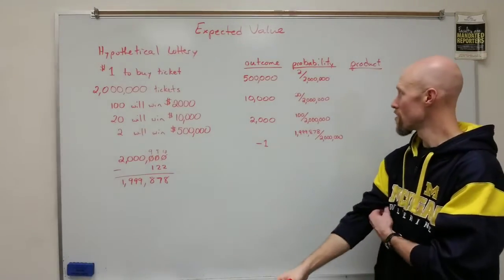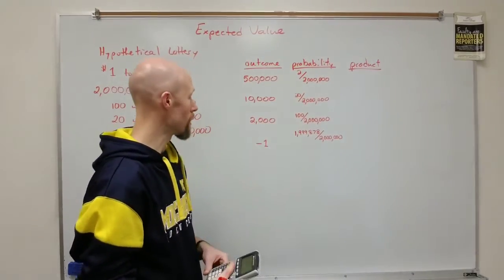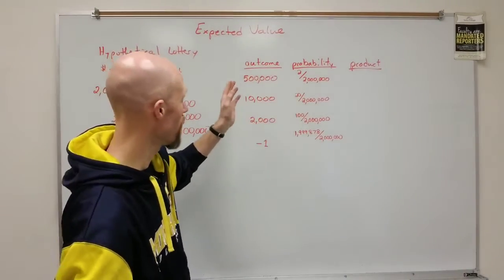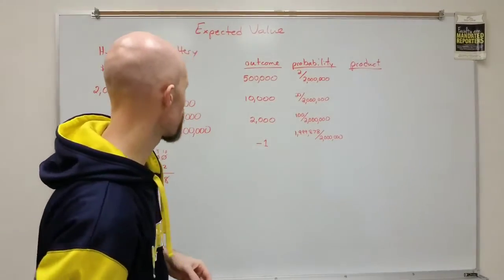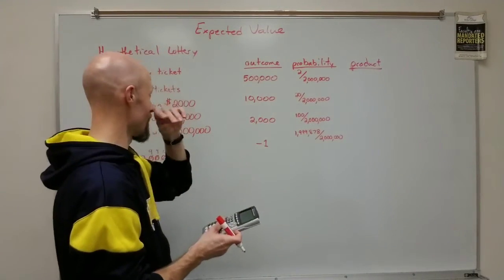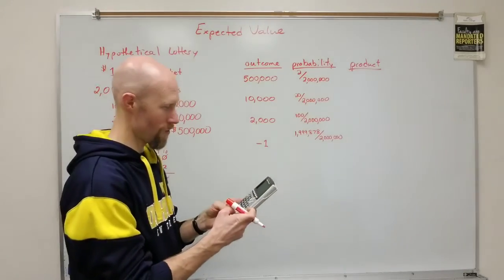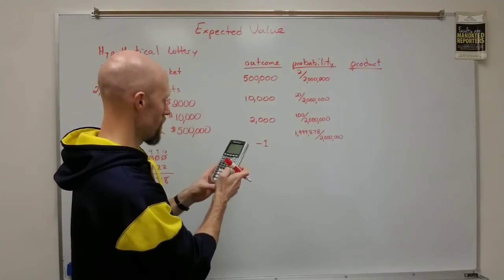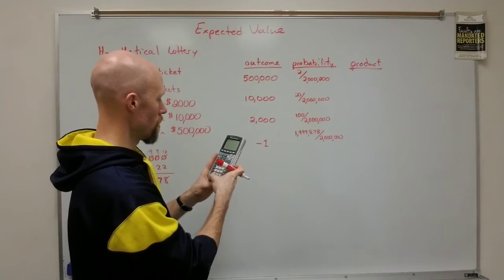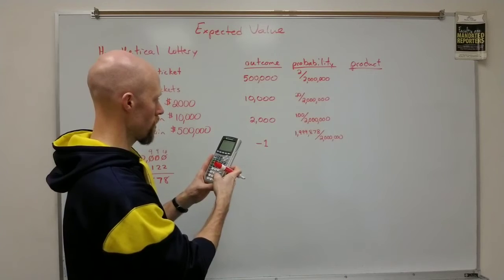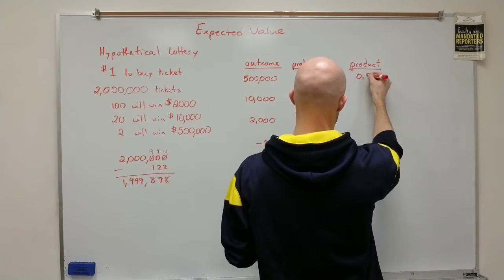Okay, so now you calculate those products. I'm just going to put that in the calculator because some of these are pretty ugly, but some of these reduce nicely. I'm not going to bother with it, I'm just going to go through the calculations. There's a lot of zeros to keep track of here, so bear with me. It's 500,000 times 2 divided by 2 million. That's 0.5. Okay, so that product is 0.5.